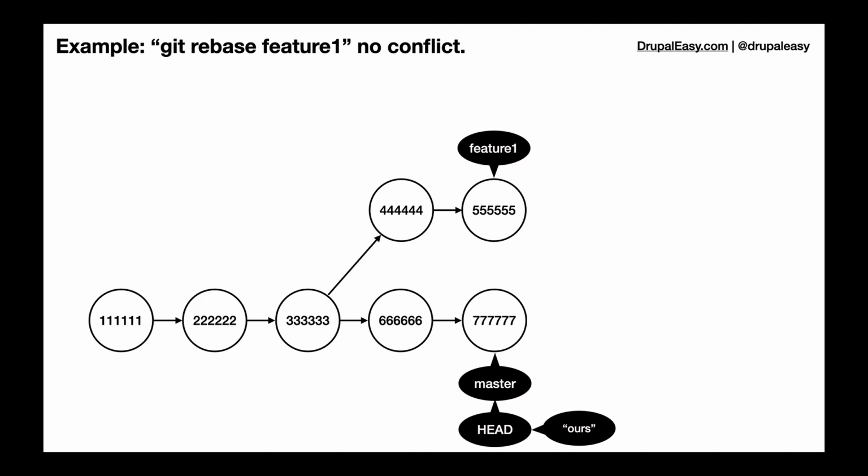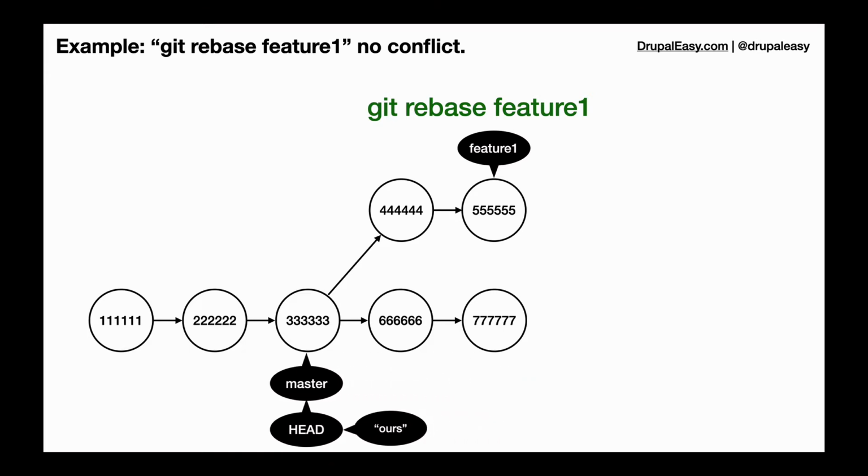Let's kick off the rebase by saying we're going to do a git rebase of feature 1 onto the master branch. When you issue a rebase command, Git will rewind the playhead back to the commit where the two branches diverge. We're on master branch, so we have to rewind to where the feature 1 branch diverged. So we go back to the 333 commit.